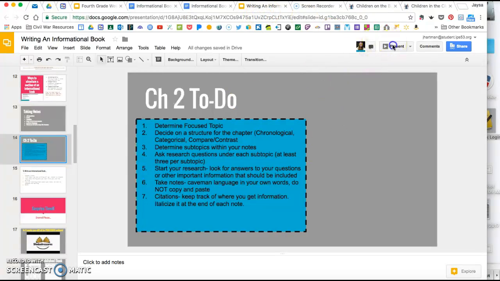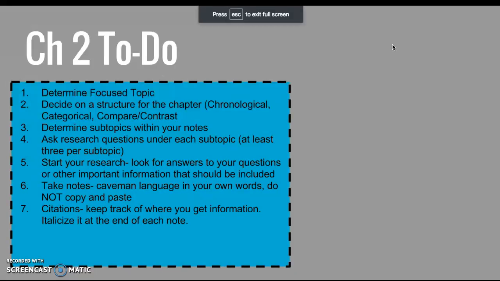After that, number 6, you're going to be looking for answers, number 5. Then number 6, you're going to take notes. You're going to use caveman language in your own words. Do not copy and paste. If you're on an online article, it is not okay to copy and paste. You need to put the important information in your own words. Okay? And then you need to cite it.